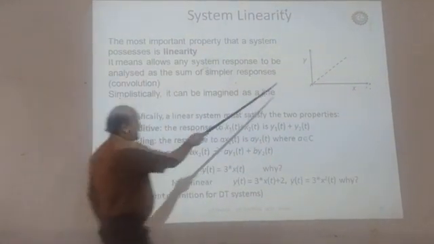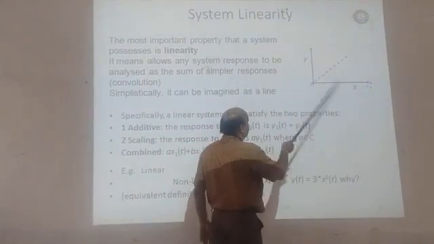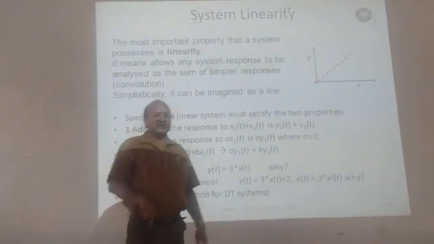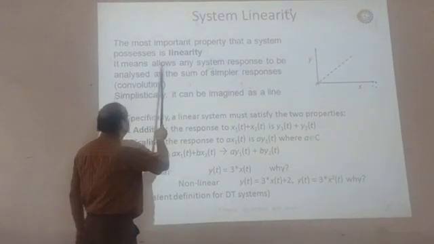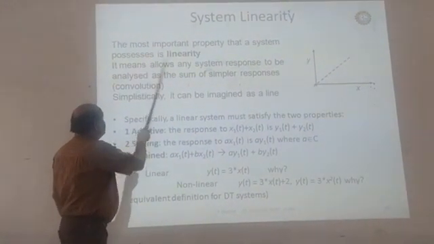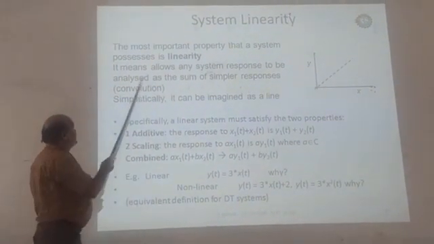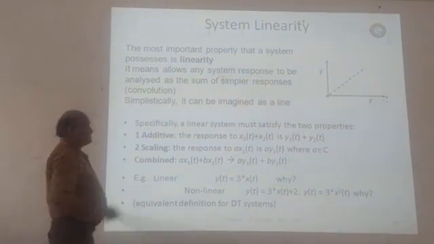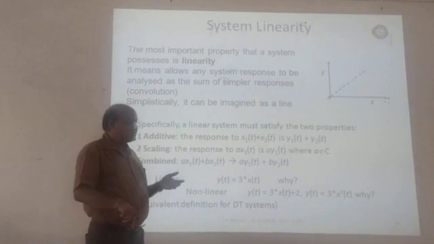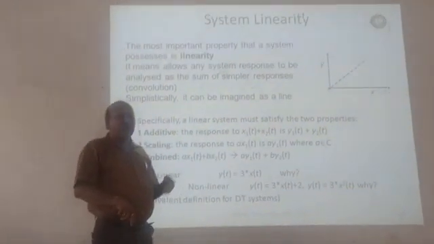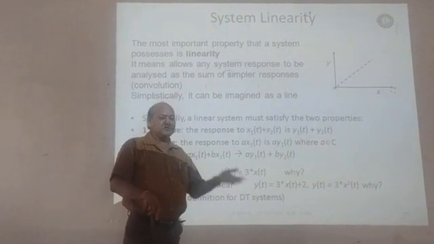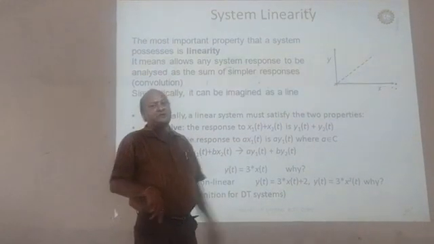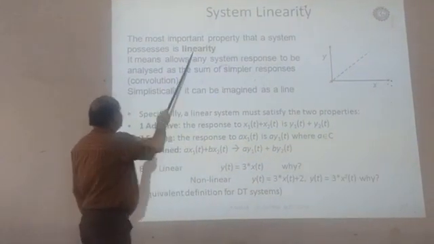System linearity. This diagram you can show with the help of the y axis and x axis. This linear graph is shown here. This indicates the linearity. The most important property that a system possesses is linearity. It allows any system response to be analyzed as the sum of simpler responses. So what linearity means is, if the input is linear, the output must also be linear. Of course, linear time invariant systems, LTI systems, exhibit the property of linearity. That's why it is used here as linearity.